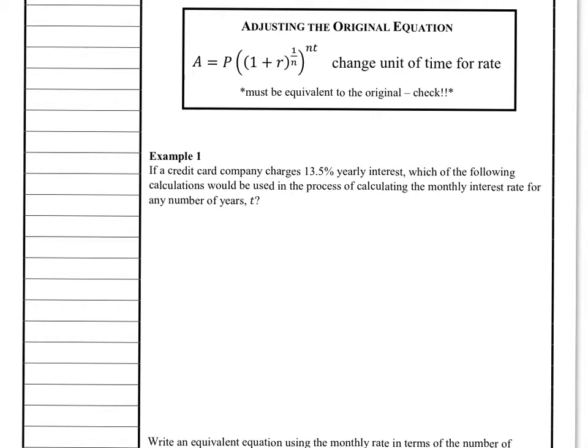So, first problem here: if a credit card company charges 13.5% yearly interest, which of the following calculations would be used in the process of calculating the monthly interest rate for any number of years t? So the first thing is that you have to write the yearly formula, which is obnoxious in and of itself. So we have our A equals equation.